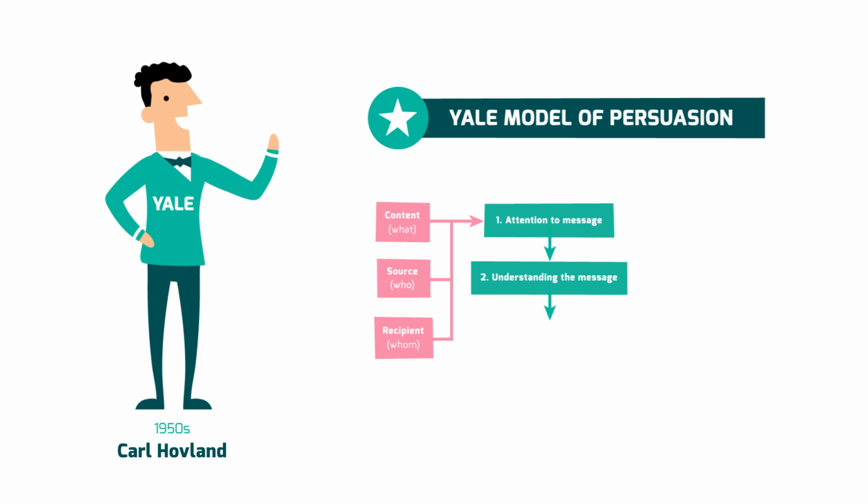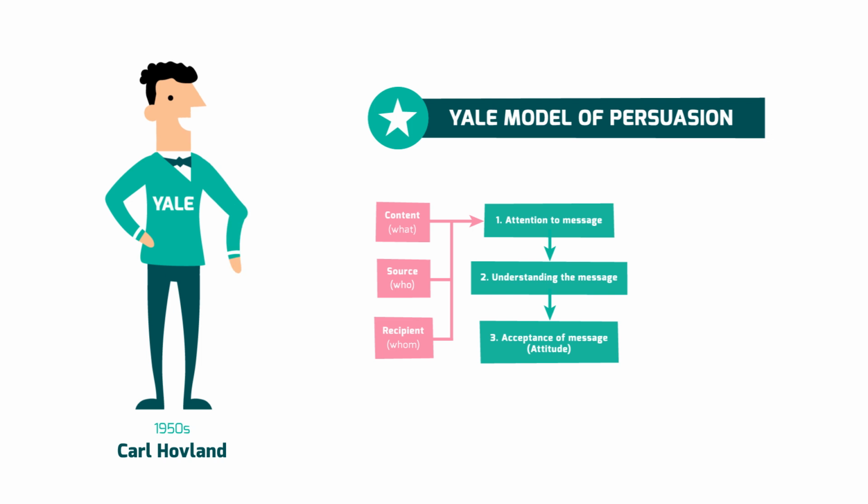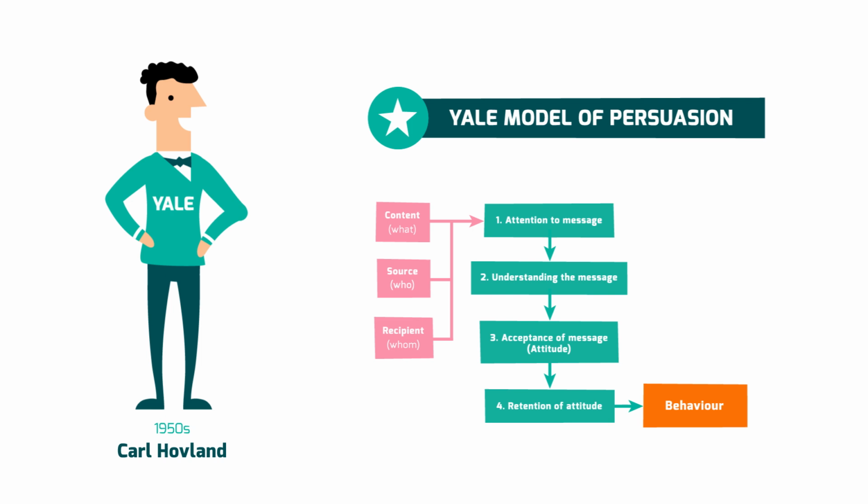In the third step, you may accept the message and develop a more positive attitude towards the advertised product. That is, you evaluate the product positively. But for that attitude to influence your behavior permanently, the fourth and final step is that you must also retain your new attitude in the period after you have seen the commercial. That is, your attitude towards the product will remain positive over time. If this happens, and at a later moment you see the product in the shop, your positive attitude will influence your behavior. You will buy the product.